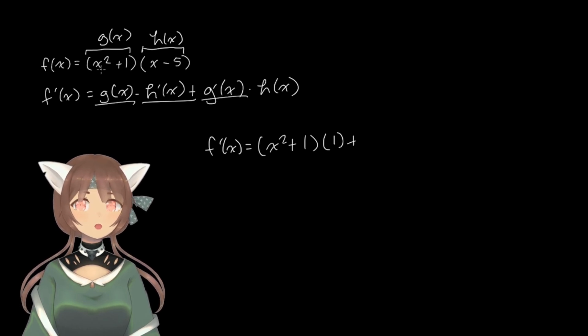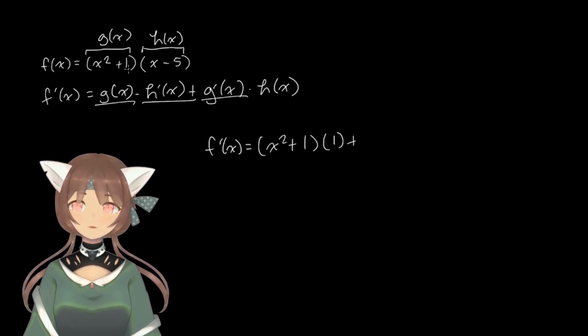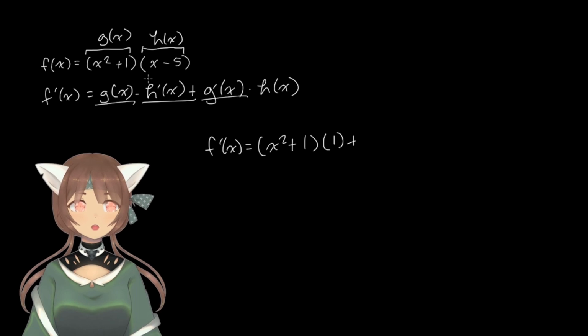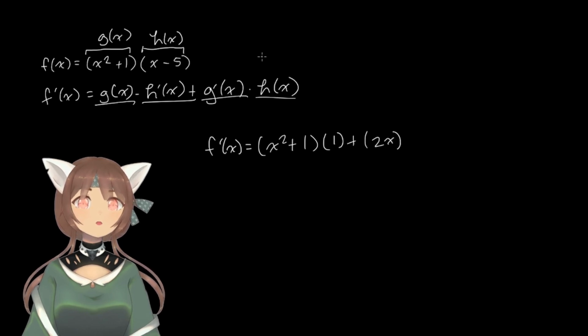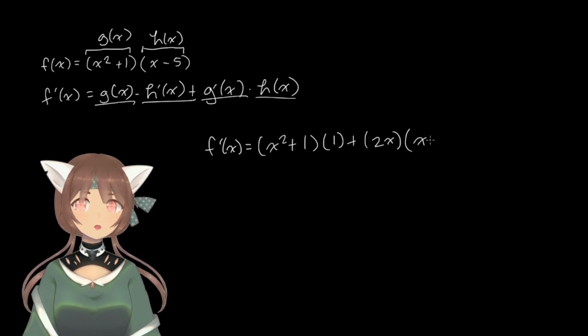So we have x squared plus 1. 1 is a constant, so we get rid of that. We drop down the 2, x to the first power, because 2 minus 1 is 1, so that becomes 2x. And then we multiply that by h of x.